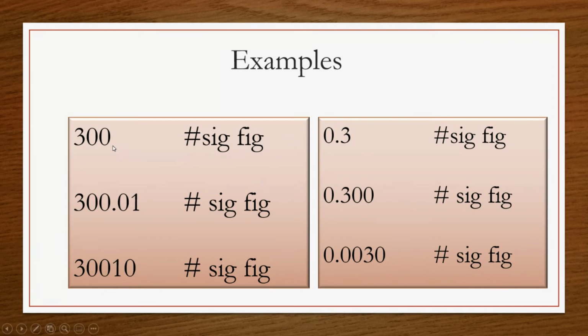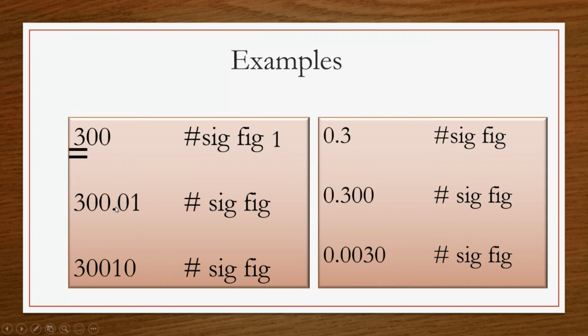So I have 300 here, and I'm going to always underline my first non-zero number, and then I'm going to ask myself, is there a decimal? No, there's not a decimal. So I underline my last non-zero number, which happens to be the same number, and everything that's underlined plus what's in between it counts. There's only 1 number underlined, so I only have 1 significant digit.